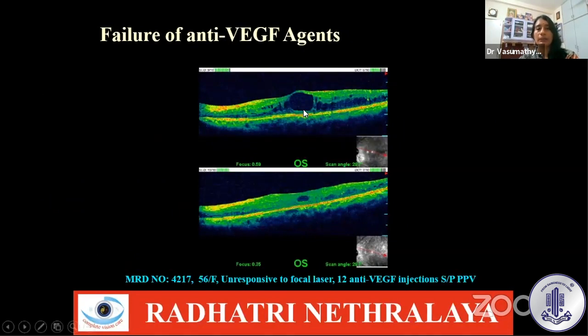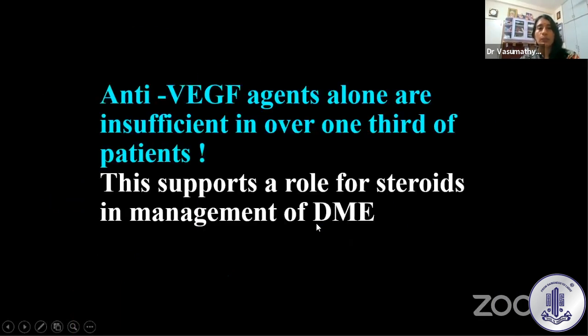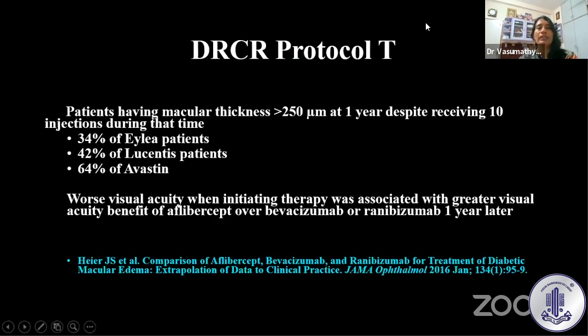And there are indications in which anti-VEGF agents do fail. For example, this is a patient which we continue to inject and do well and ultimately had to undergo vitrectomy. And anti-VEGF agents alone are insufficient in over 1/3 of patients, which supports a role for steroids in the management of diabetic macular edema. In fact, DRCR Protocol T, a seminal trial, which is like the CATT trial for AMD, we have the DRCR Protocol T for DME.